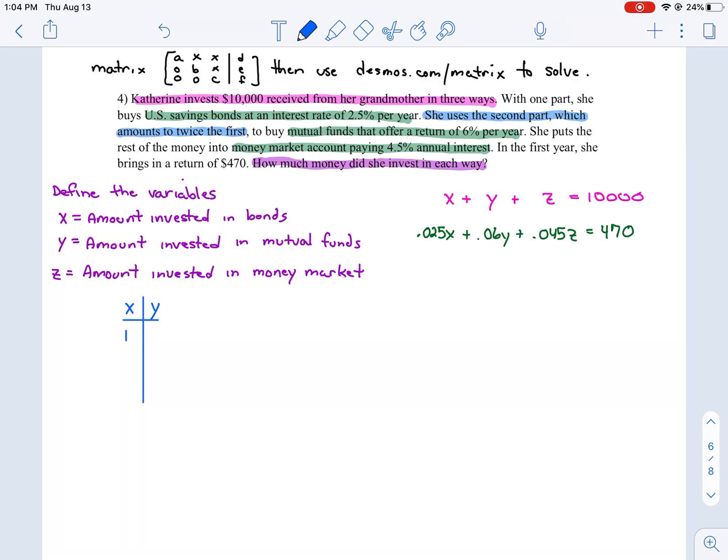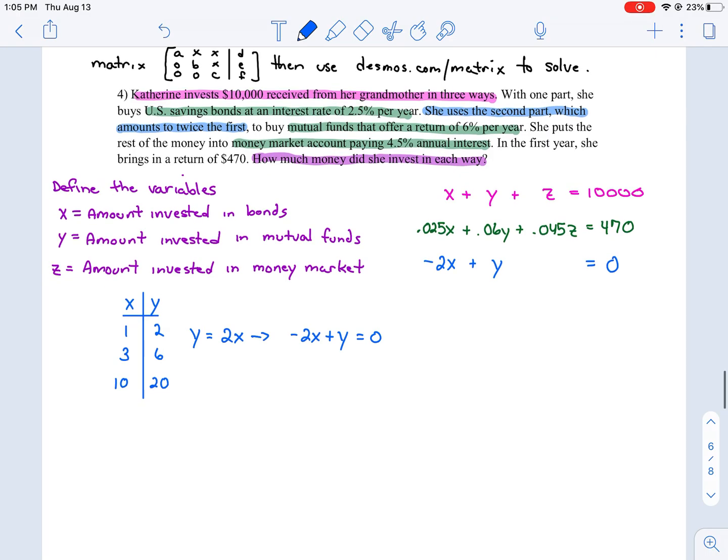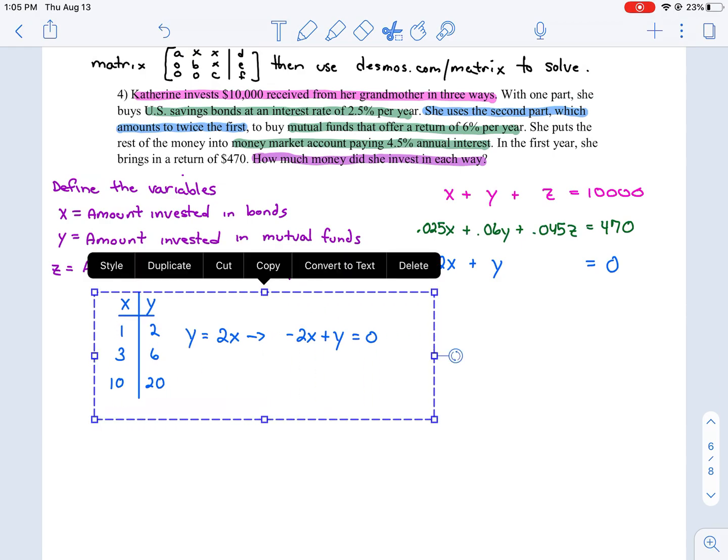So if she invested $1 in X, it'd be $2 in Y. $3 in X would be $6 in Y. And let's say $10 in X, that would be $20 in Y. So the relationship between these two variables is Y is equal to 2 times X, which implies that negative 2x plus y is equal to 0. Okay, so now we are ready to create the augmented matrix and use the Gauss-Jordan method to solve the problem.